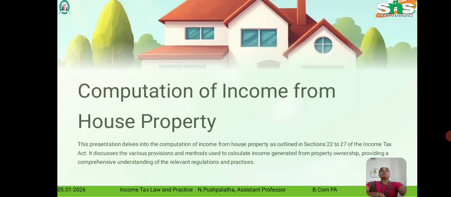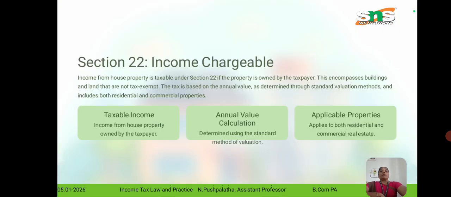The essential conditions are: income is taxable under this head if there is a house property, for example a building or land attached to it. Second, the assessee is the owner, legal or deemed. Third, the property is not used by the assessee for their own business or profession. These are called house property.